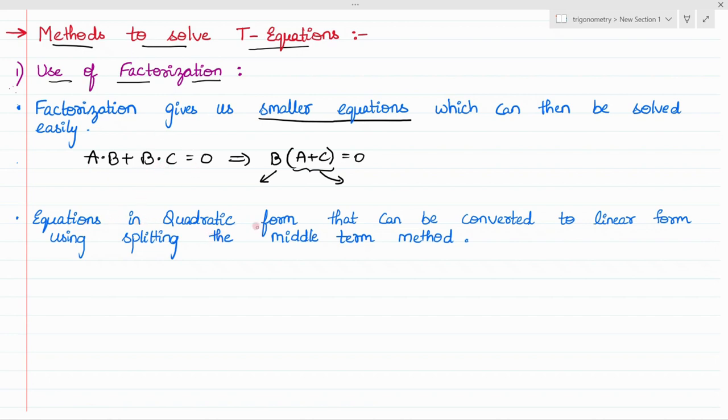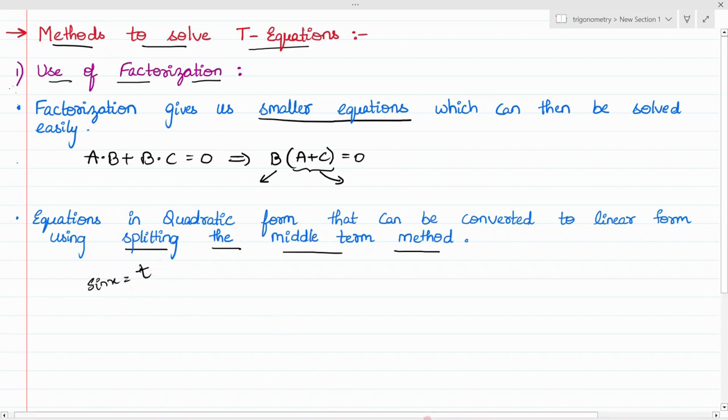Next, equations in quadratic form, right? The quadratic equations can be factorized using the splitting the middle term method. This we have already studied in the quadratic chapter, like in your 10th, 9th, right? So from there, you can split the middle term and just find the roots, by assuming cos x is equal to some variable t or sin x is equal to some variable t, like that. So let's see a few examples in this.